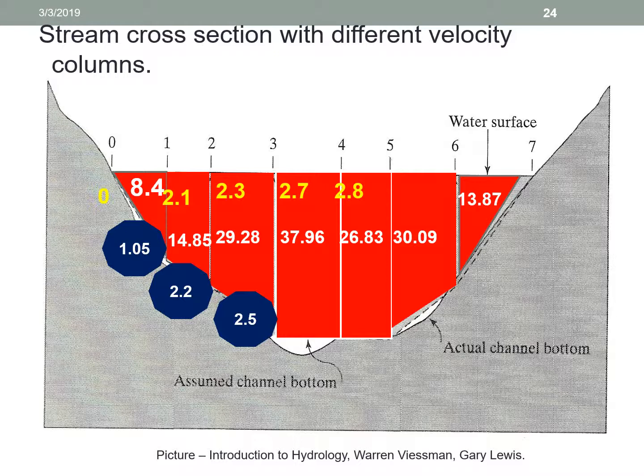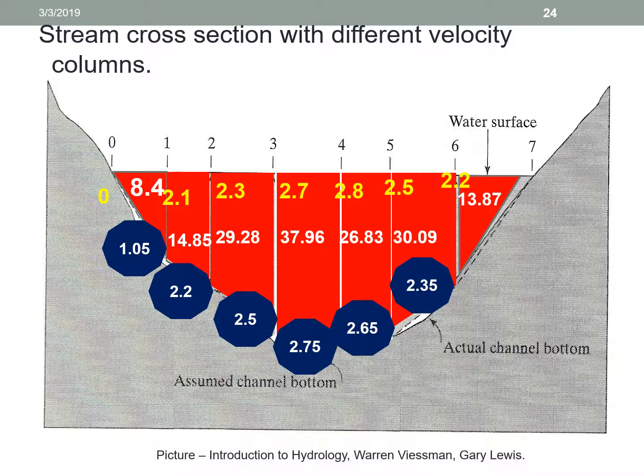The velocity between section 3 and section 4 will be 2.7 plus 2.8 divided by 2, that will be 2.75. The next section, 2.8 plus 2.5 divided by 2 will be 2.65. The next section, 5 and 6, will be 2.35. The last section will be from 2.2 to 0. So 2.2 plus 0 divided by 2 will be 1.1. Now you have 7 areas and 7 velocities.